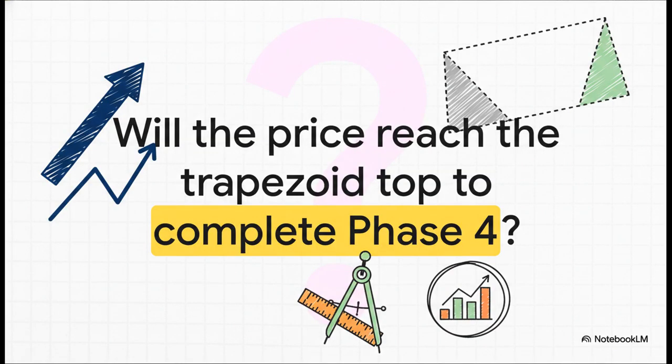And that, of course, leaves us with the big question. Will the price continue on to the trapezoid top and complete Phase 4? Well, this documentation is still ongoing, and only the market's movement from here will give us the answer.